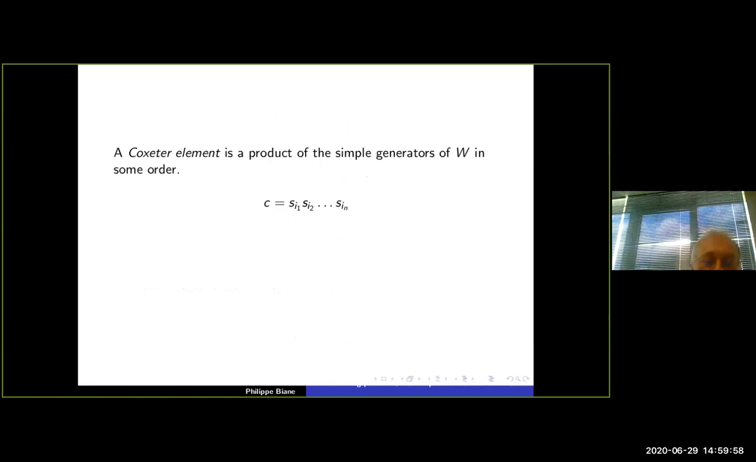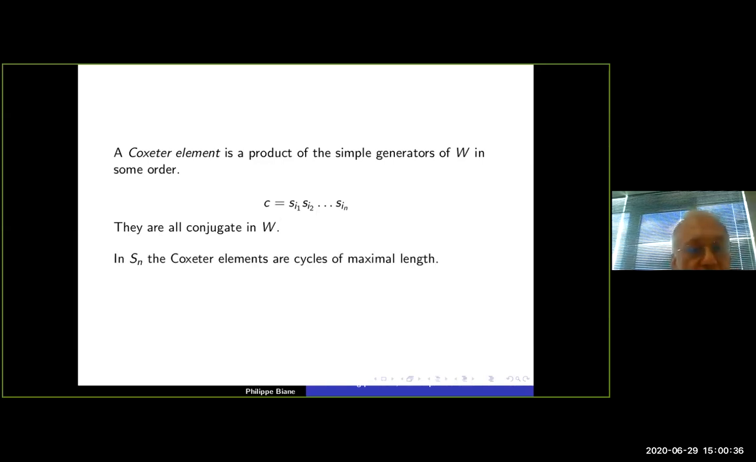Okay, so I need now to introduce another notion, which is that of Coxeter element. In a Coxeter group, a Coxeter element is just a product of all the simple generators in some order. So if you want, c is s_i1 s_i2 ... s_in, where the s are all the simple reflections in some order. I mean, you can choose the order that you want. And the great insight of Coxeter is that he introduced these elements and saw that they are all conjugate in the group W, which is a non-trivial fact, of course.